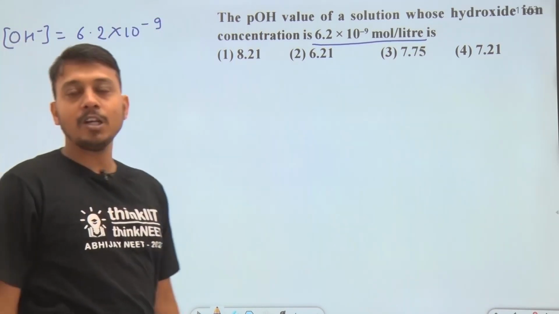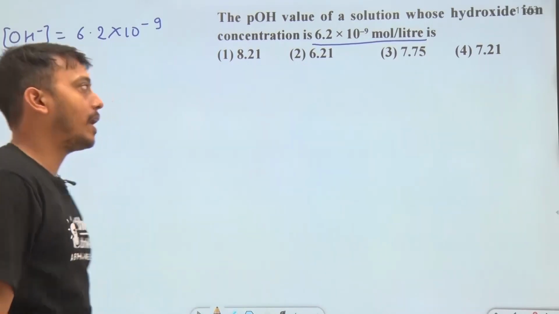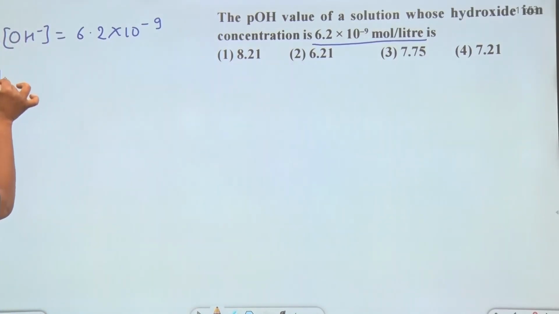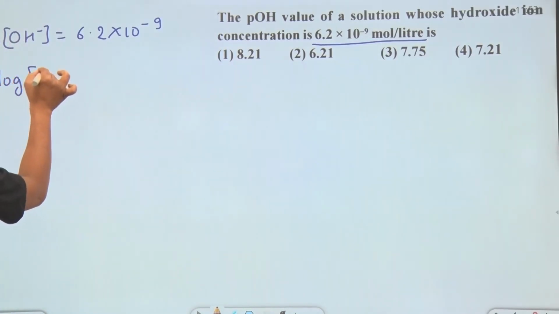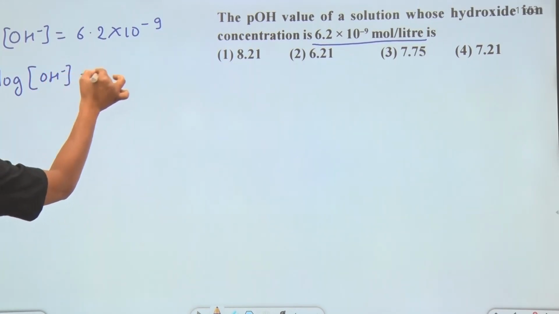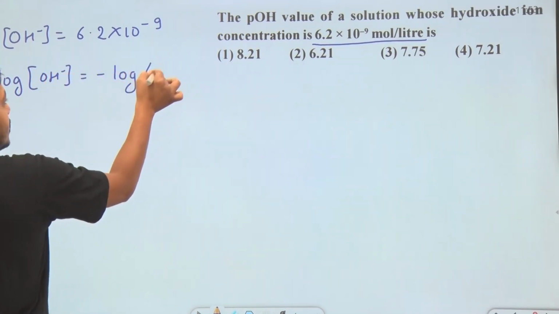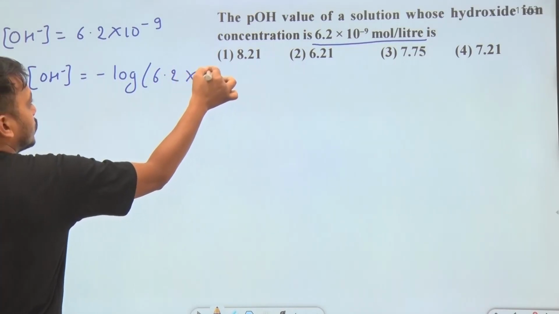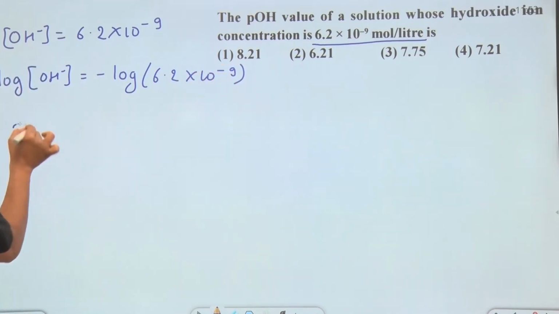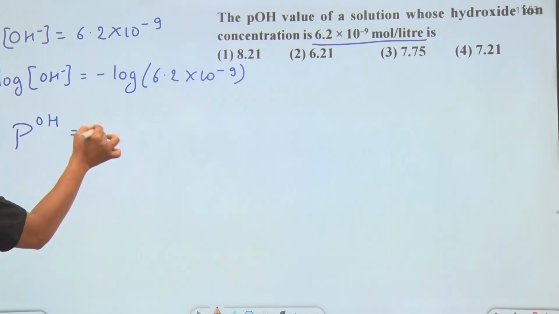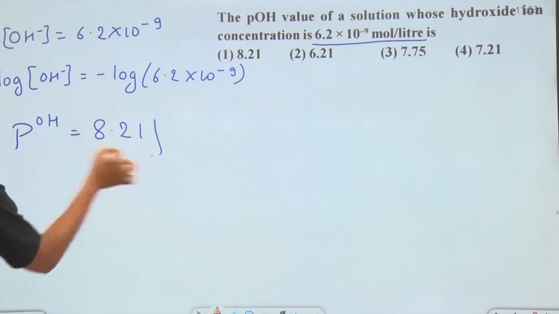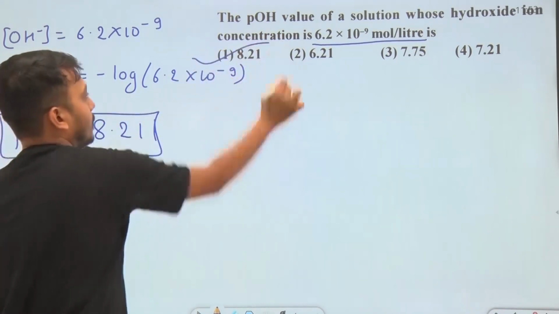To find the value of pOH, we have to take the negative log on both sides. So -log[OH⁻] equals -log(6.2 × 10^-9). On solving this, we get the value of pOH equals 8.21, which is given in option number 1.